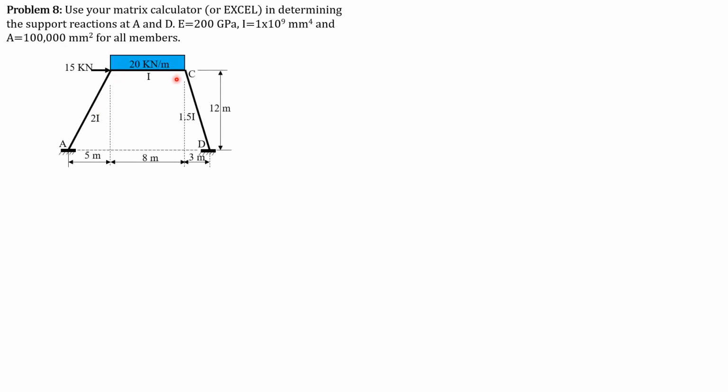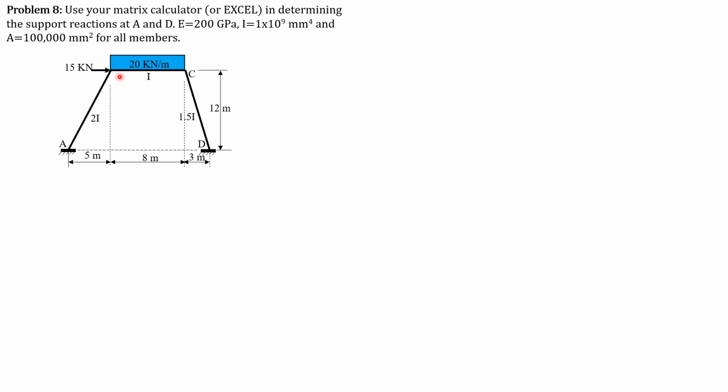E is 200 gigapascals, moment of inertia 1 times 10 to the 9 mm to the fourth, and area 100 mm square for all members. So here is the given figure. Moment of inertia of AB is 2I, BC is I, and CD is 1.5I.